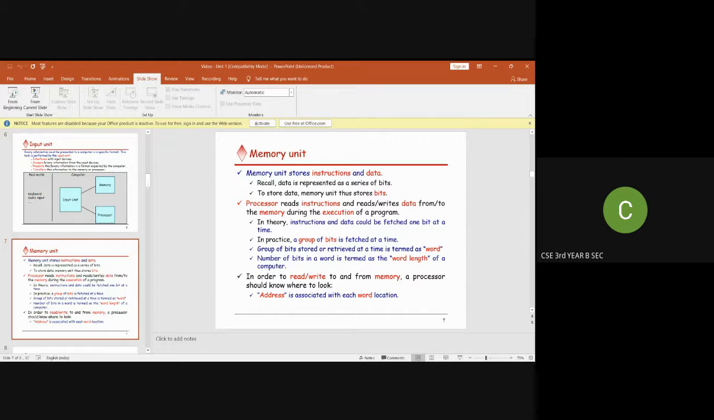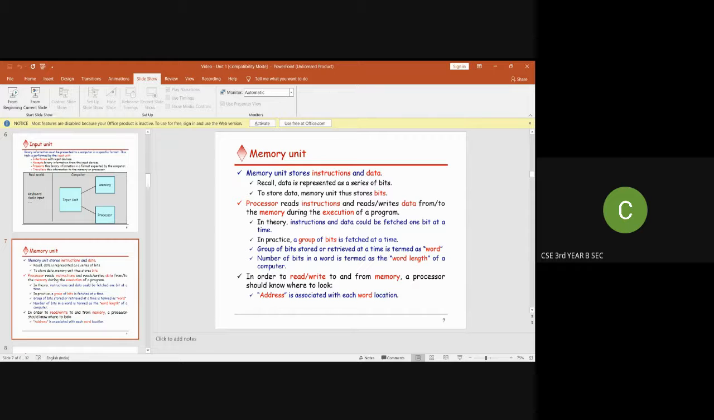For each computer, this word length may differ based on the processor design, which processor we are using. We can say a 32-bit word, or for some computer systems it may be 64-bit or 128-bit. So for every computer, this word length may vary.